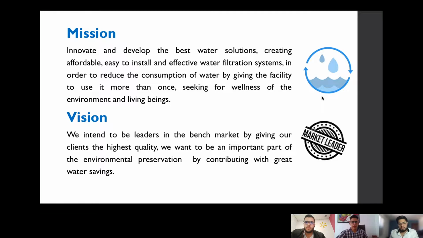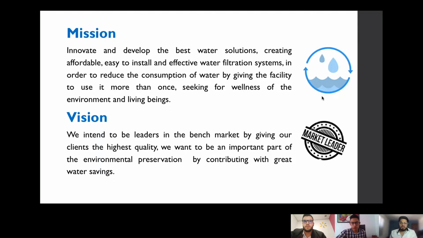The mission that the company must follow is to develop and innovate solutions to reuse water, to look for the most critical places regarding the bad consumption of this resource, and to look for the most efficient, simple, and practical way to implement a product capable of reusing water and reducing daily consumption.